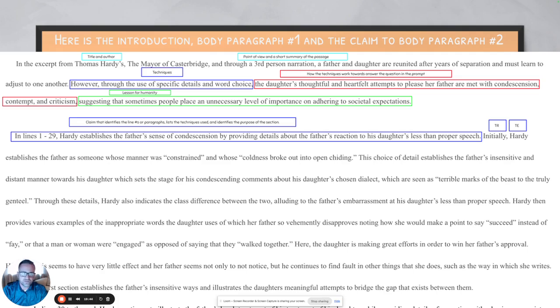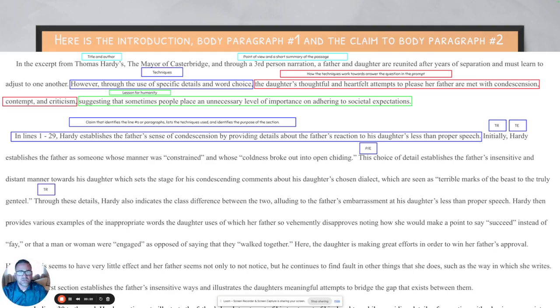So TR, transition, initially, the first one, Hardy establishes the father as someone whose manner was constrained and whose coldness broke out to open chiding. So those you remember from our annotation process. Once I do that, I explain the purpose and the effect of that textual evidence. This choice of detail establishes the father's insensitive and distant manner towards his daughter, which sets the stage for his condescending comments about his daughter's chosen dialect, which are seen as terrible marks of the beast to the truly genteel.